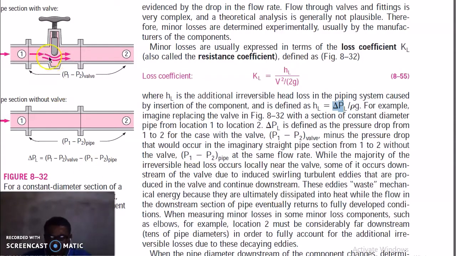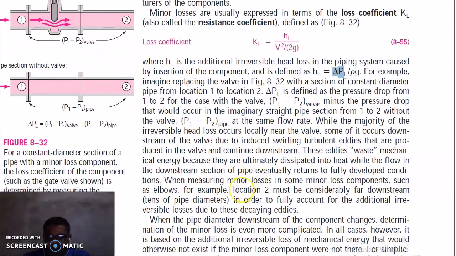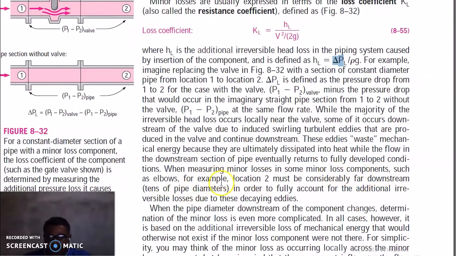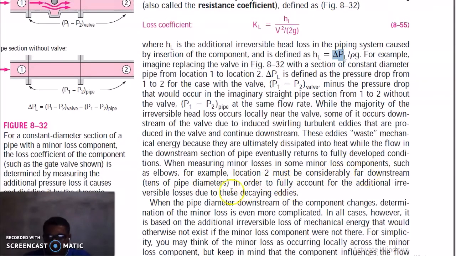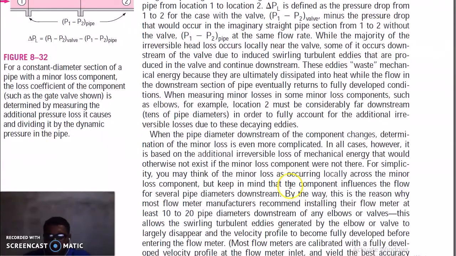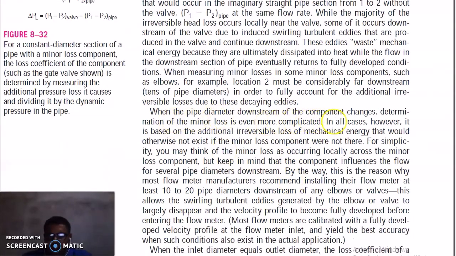So the major loss will occur at the wall, but a small amount of loss will occur downstream of this wall, meaning in this pipe section, which is due to the eddies formed by the disturbances caused by this wall. So we measure minor losses in minor loss components such as elbows. For example, location 2 must be considerably far downstream in order to fully account for the additional irreversible loss due to these decaying eddies. So when the pipe diameter downstream of the component changes, determination of minor loss is even more complicated in all cases.